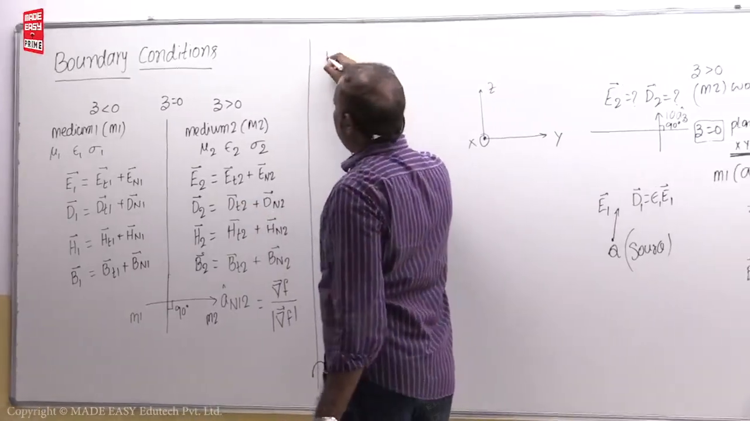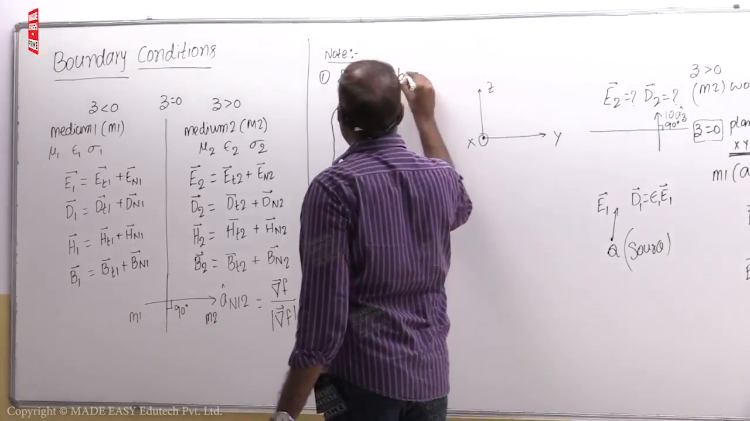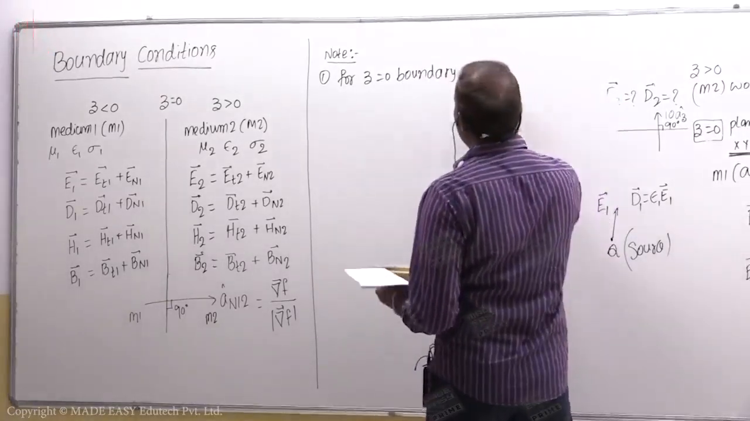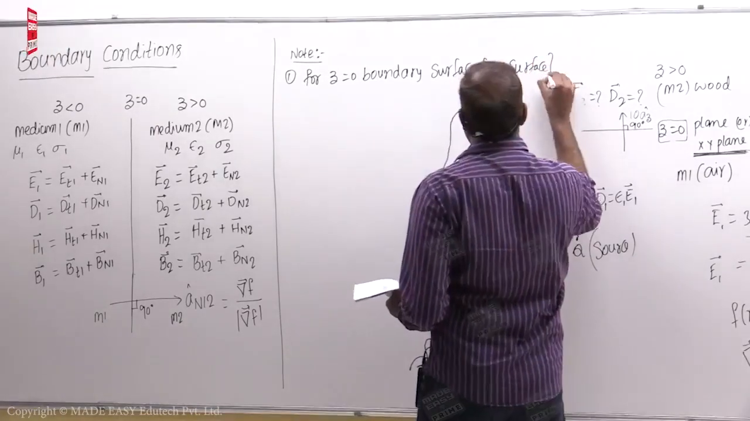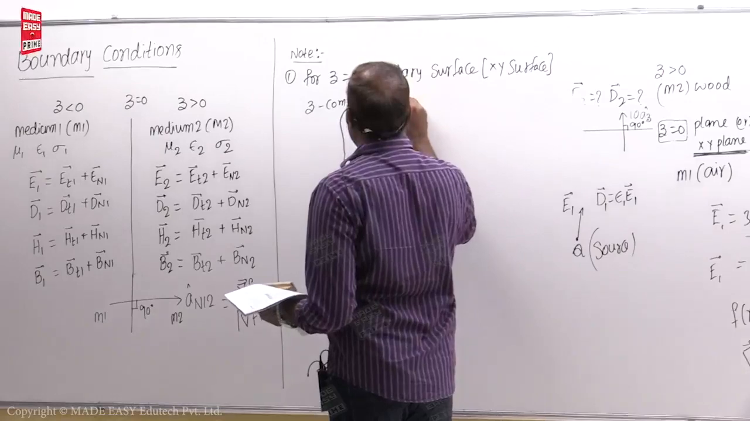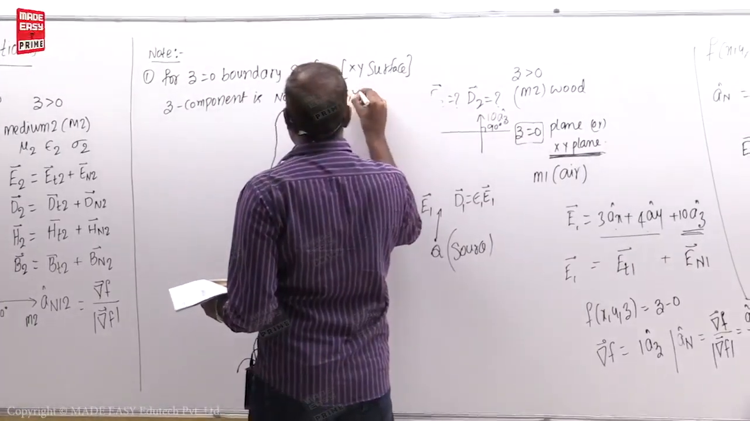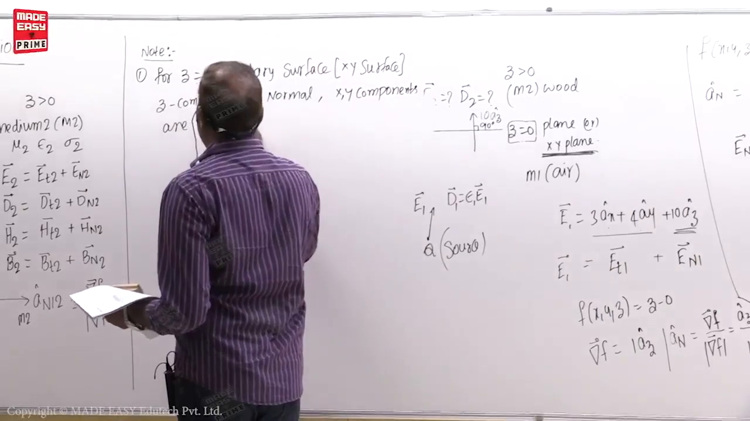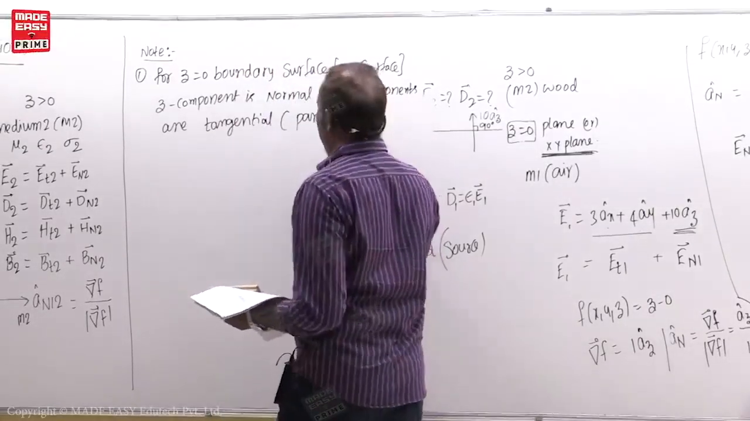So here I am writing a note that for the z equal to 0 boundary surface, that means the xy surface, the z component is normal, and the x, y components are tangential. Tangential means parallel.